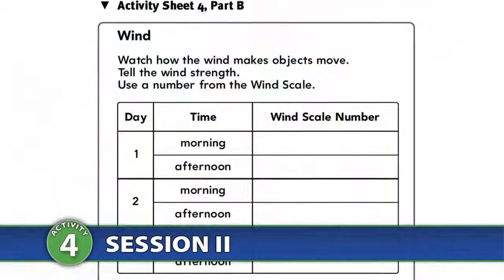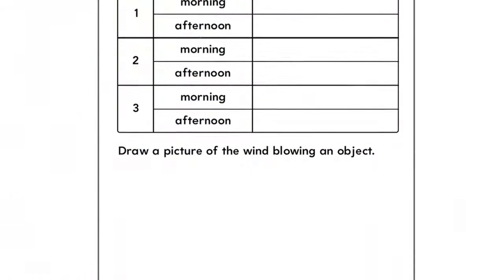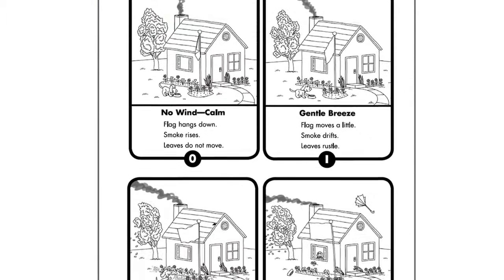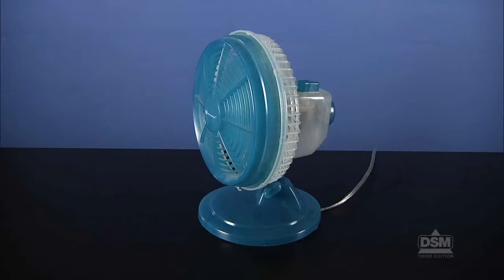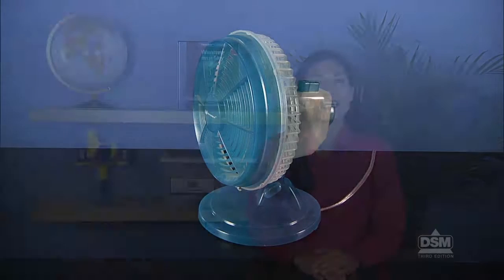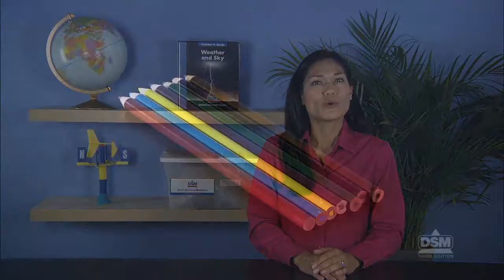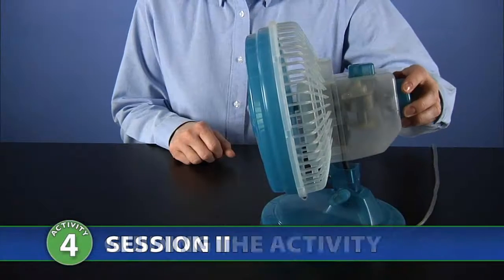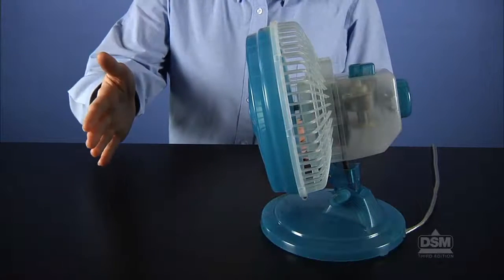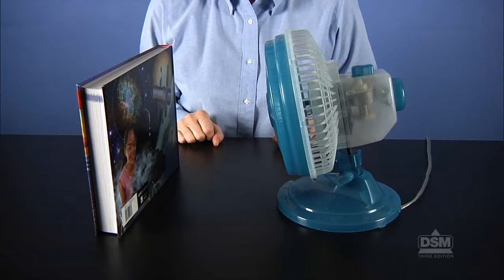To prepare for Session 2, make a copy of Activity Sheet 4, Part B, and the wind scale for each student. Set up the electric fan on a table. Each team of 2 will need some crayons or colored pencils. To begin Session 2, turn on the fan and let students feel it. Test if the fan can move a book by putting a book on the table in front of the fan.